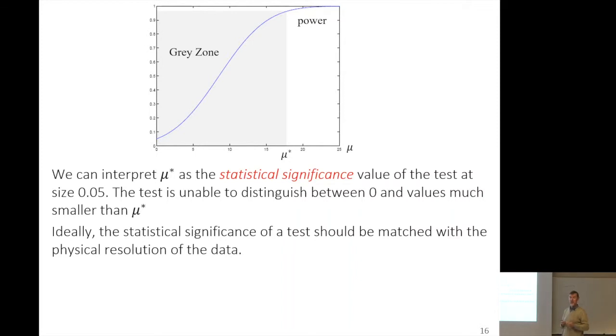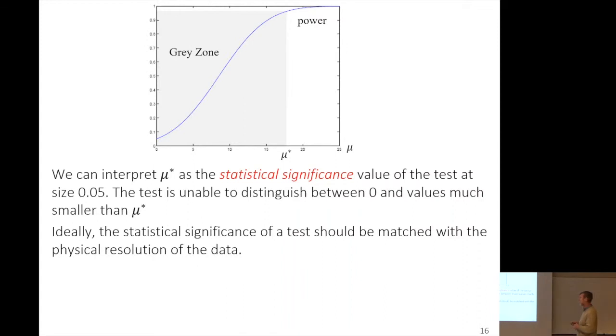So for any problem at hand, there is usually a resolution that has to do with the nature of the problem. What are values that we can consider negligible? What are values that we consider important for the physical nature of the system? That has nothing to do with statistics, just the physical nature of the system. Then a test, ideally, should be designed such that the value mu star is larger than the resolution of the test. Otherwise, your test will always declare 0.